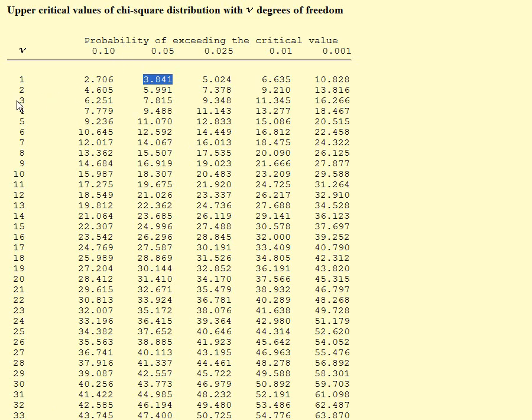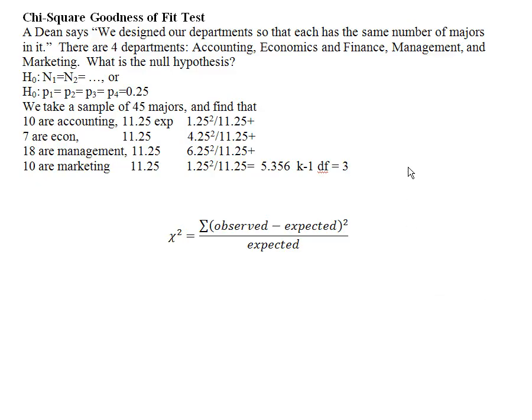3 degrees of freedom, again assuming alpha is 0.05 in this one-tailed test. 7.815 is the chi-square critical value. 7.815. And since our chi-square statistic is closer to 0, less than this critical value, 7.815, we would not reject the null hypothesis for this chi-squared goodness of fit test.